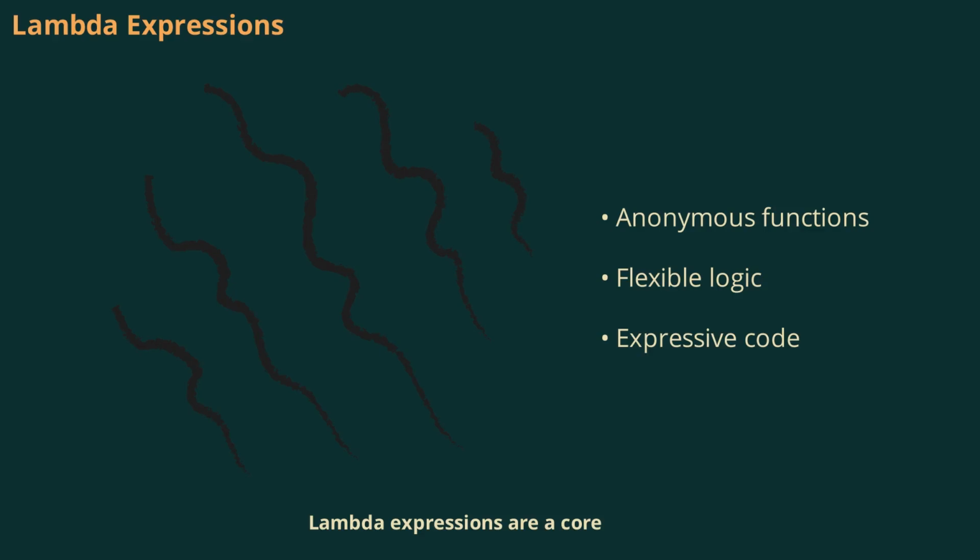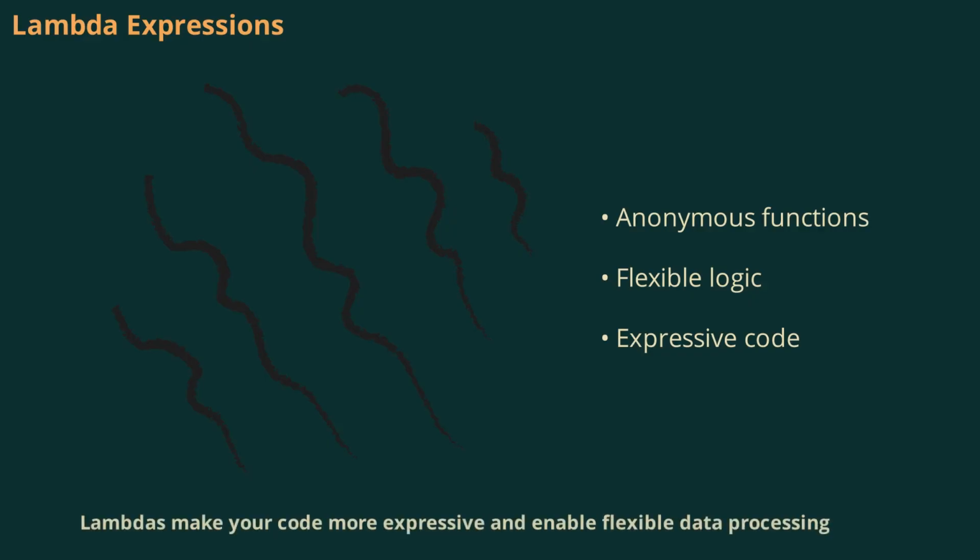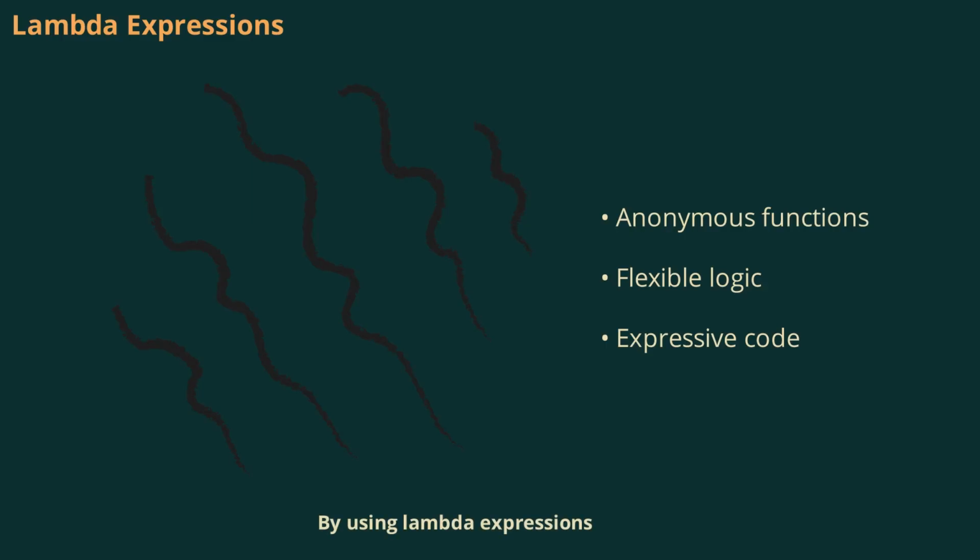Lambda expressions are a core part of Kotlin's functional programming capabilities. They allow you to define anonymous functions and pass them as arguments to other functions. Lambdas make your code more expressive and enable flexible data processing. By using lambda expressions, you can build powerful pipelines and handle complex logic with ease.